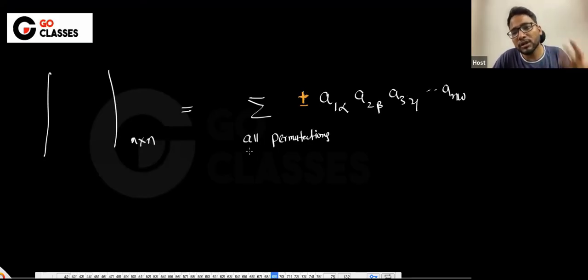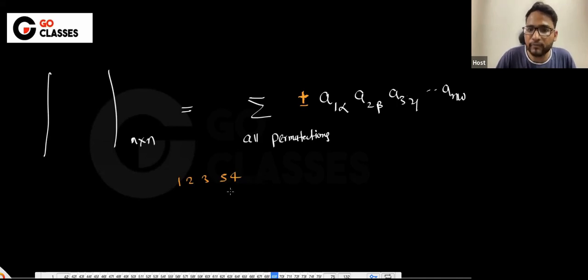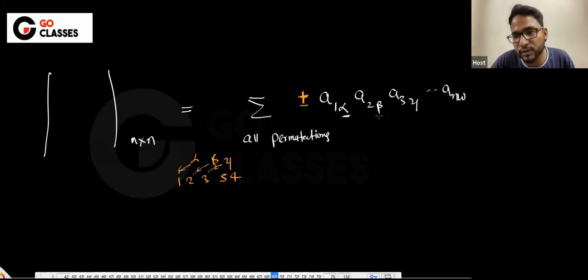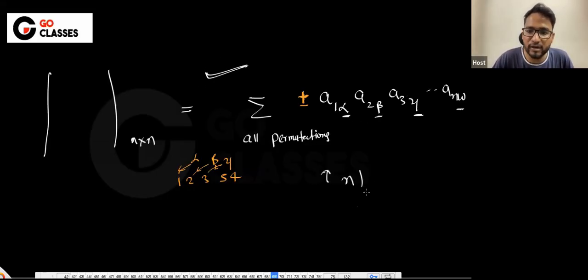So you will take all the permutations of 1, 2, 3, 4 up to n. For example, one permutation for 5 terms is 1, 2, 3, 5, 4. So one of the terms will be a11, a22, a33, a45, a54. The 1, 2, 3, 4 take the place of alpha, beta, gamma, like that. You take all the permutations of the second indexes, with a plus or minus based on that, and this is the formula. How many terms are there? These are the n factorial terms.